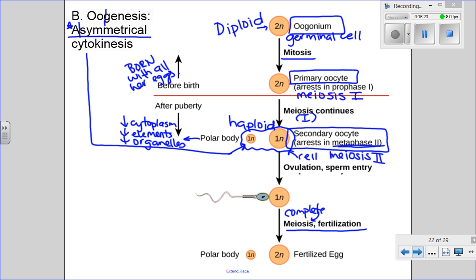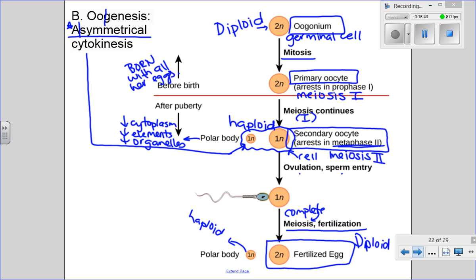That means that at the end of this process, I have a fertilized egg, which is diploid, and a polar body again, which is haploid.